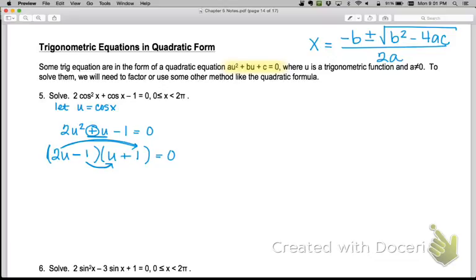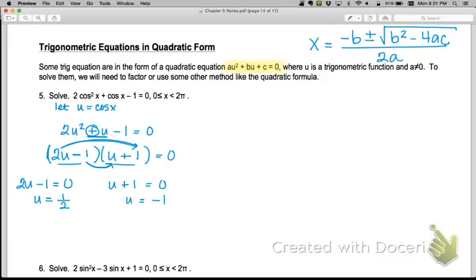So once we get to there, we're going to use the zero product property. If this times this is equal to 0, that means one of two things. Either 2u minus 1 equals 0, or u plus 1 equals 0. And so that would mean that u is equal to positive 1/2, or u is equal to negative 1. Now, that's as far as we can go there.